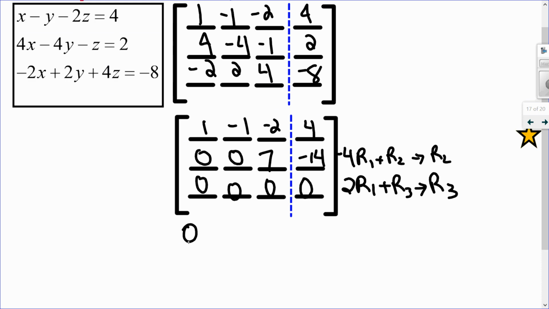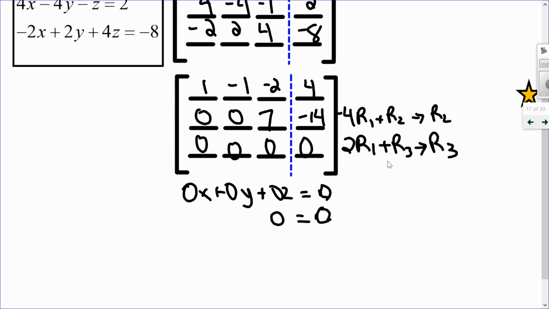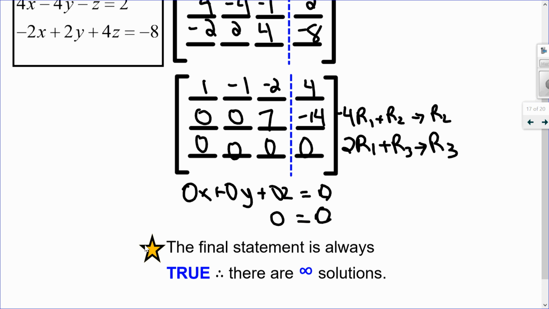So what this means is that 0x plus 0y plus 0z equals 0. In other words, 0 equals 0. Since I have 0 equals 0, that is always true. Since it's always true, that means that there are infinite solutions. So equation number 1 and equation number 2 are essentially the same equation.